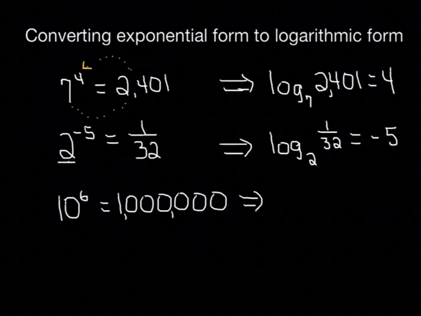All right, and this one right here then is going to be log of 1 million in base 10, but we don't need to put the base 10 because it's assumed if there's nothing there, is equal to 6. 10 to the 6 is equal to 1 million. So this is very important that we learn how to do, just converting from logarithmic form to exponential form and from exponential form to logarithmic form. Next, let's take a look at how to evaluate logarithms.